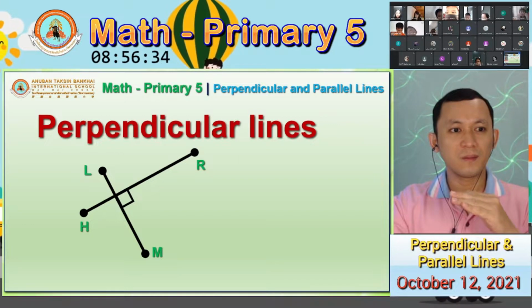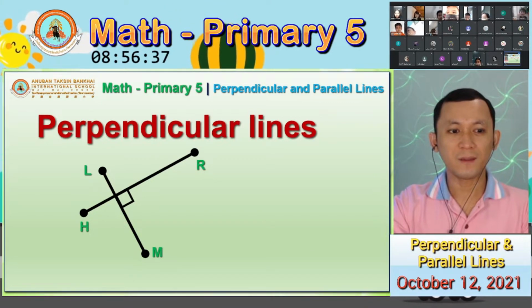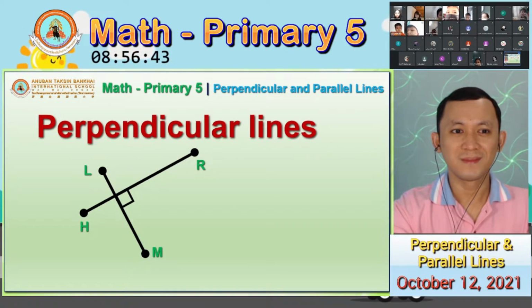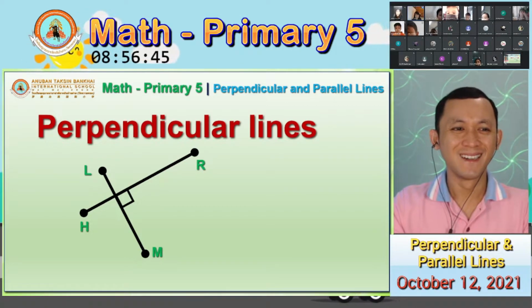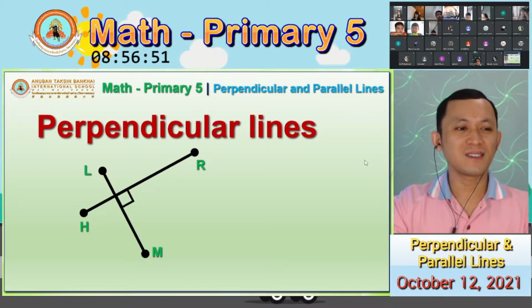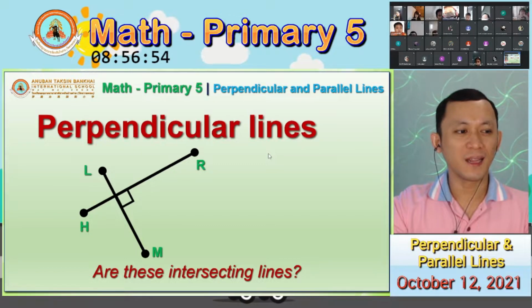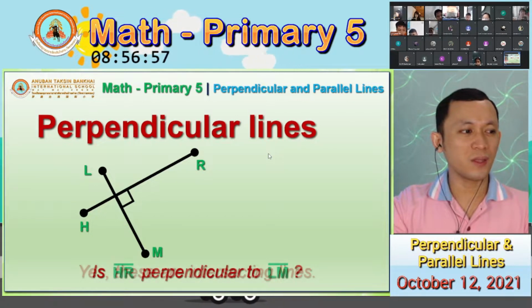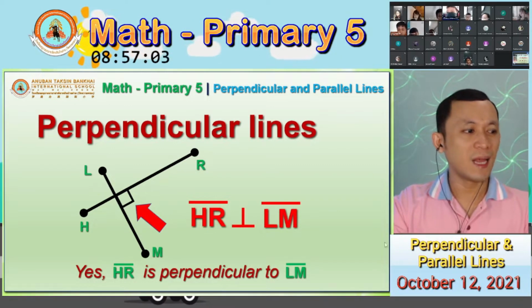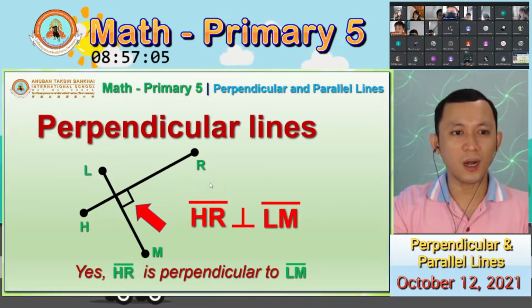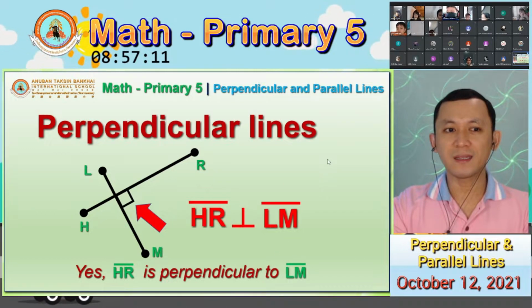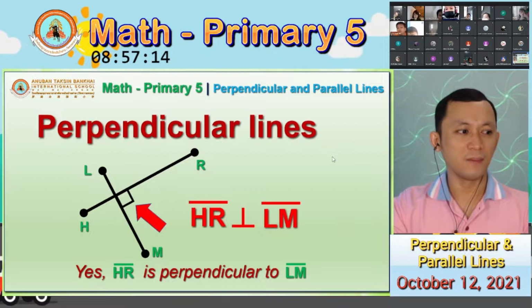So if it is 90 degrees, teacher, do these lines become perpendicular, yes or no? Yes, perpendicular. Okay, so it is a perpendicular line. So when we call this, we can say line segment HR is perpendicular to line segment LM.